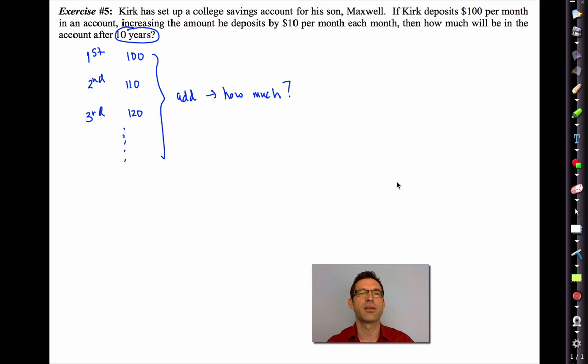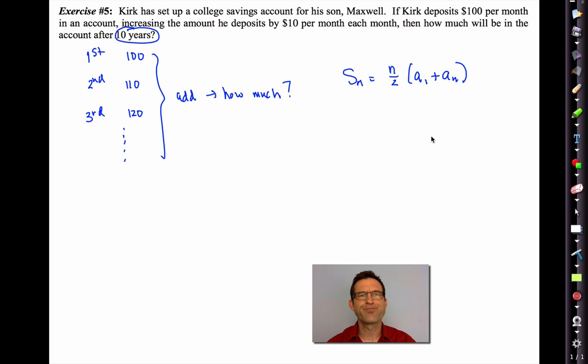Clearly, this is an arithmetic series because it's based on an arithmetic sequence that goes up by 10 each time. But think about this and see if you can figure out how much we have in that account at the end of 10 years. All right. Well, let's write down the formula one more time. S sub n equals n divided by 2 times a1 plus an.